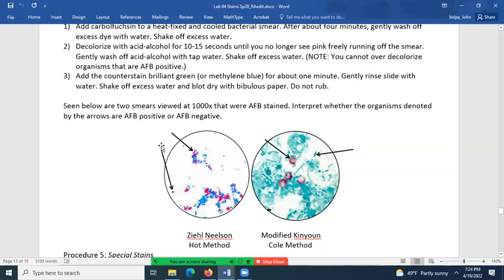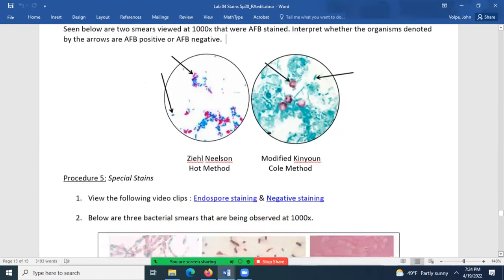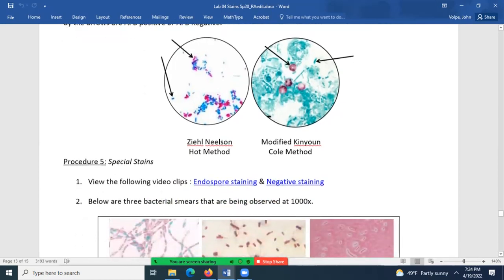And you can state, like on the left picture, the first arrow is whatever the second arrow is, or you could say the left arrow is and the right arrow is, or the top arrow is. Okay, so you need to write that down, what they are. That is a question. Interpret whether the organisms are AFB positive or AFB negative. I understand why that's a problem. And that is, there's no question there. That should have a question mark there.